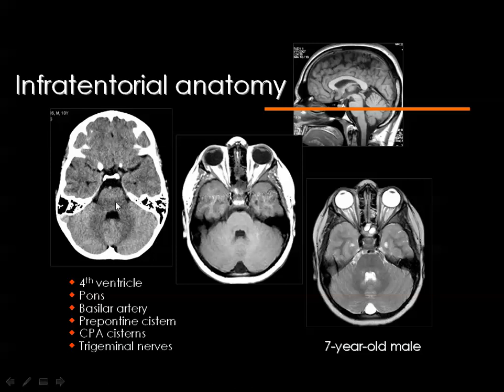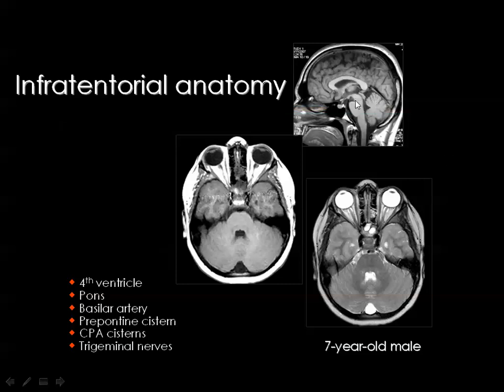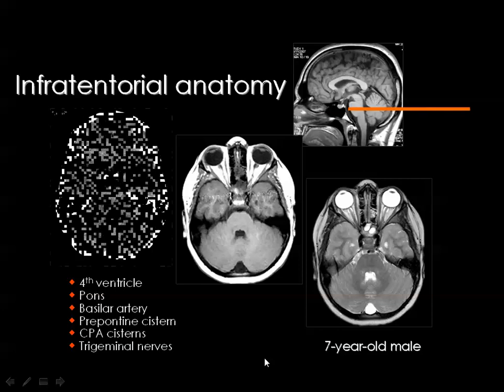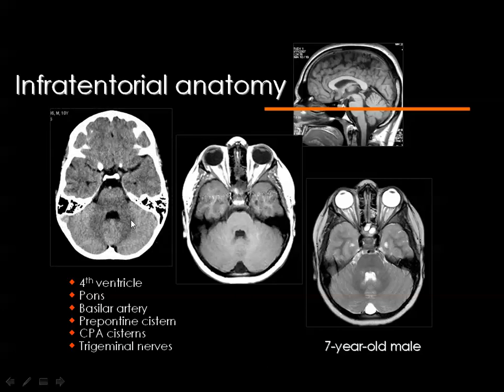The junction between the pons and the cerebellum is known as the cerebellopontine junction, or the middle cerebellar peduncle. And you know that the cerebellum is connected to the brainstem by three peduncles: the inferior, the middle, and the superior. The middle is the largest one, which connects the cerebellar tissue to the pons. And you see this is the prepontine cistern.